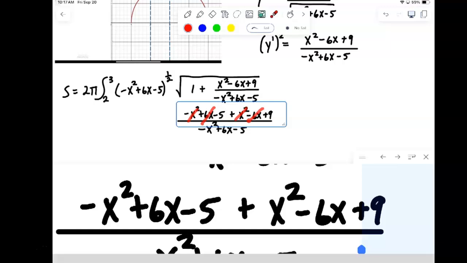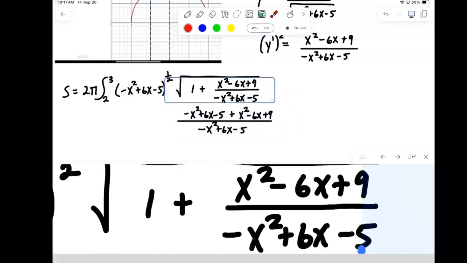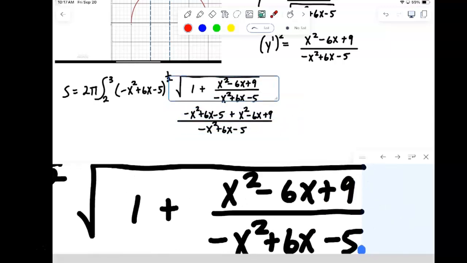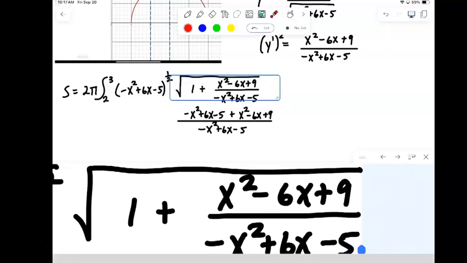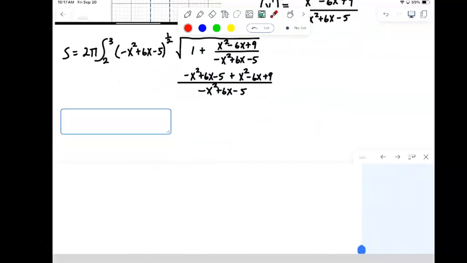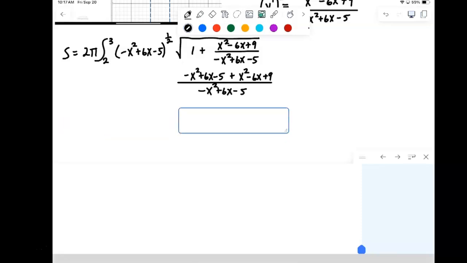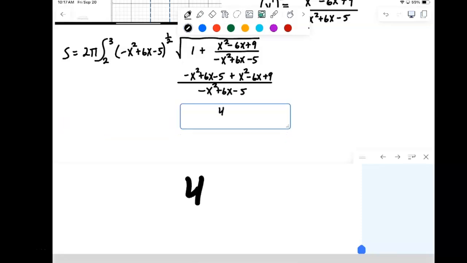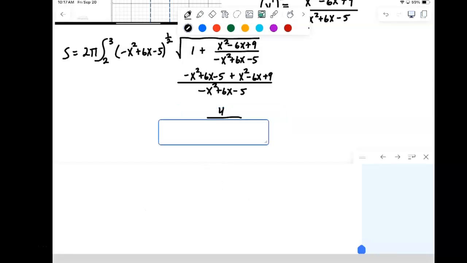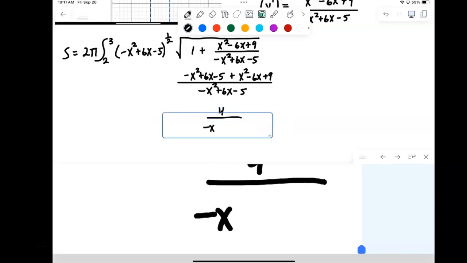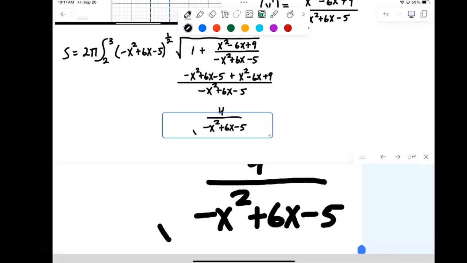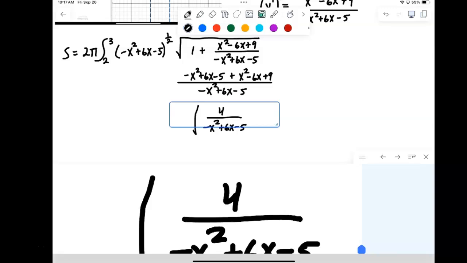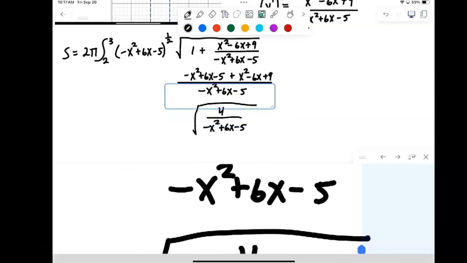So, in other words, all the stuff inside just becomes 4 over that denominator, all inside the square root. So at this point, we're going to have 4 over negative x squared plus 6x minus 5, all inside the square root.